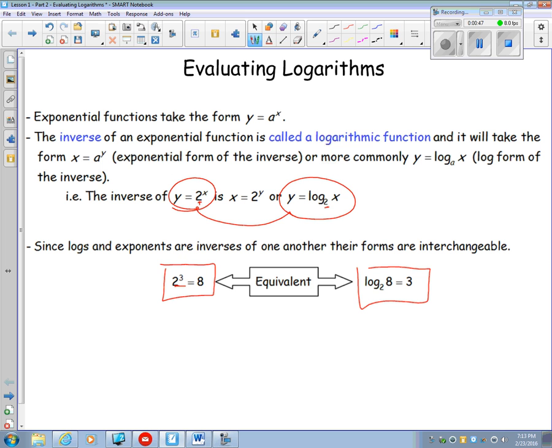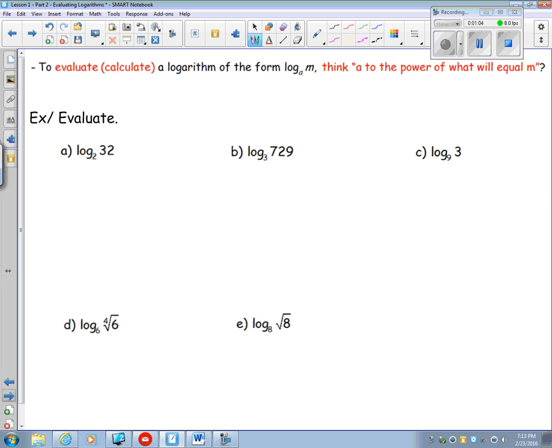Okay, your base becomes your base. Your exponent becomes the answer. And your whole number becomes the whole number here. It's going to take a little bit of practice to get used to where things go, but this is how we can calculate things with logarithms. To evaluate a logarithm in the form log base a of m, what we need to think is a to the power of something comes out to m. And the something, the thing over here, will be our answer.